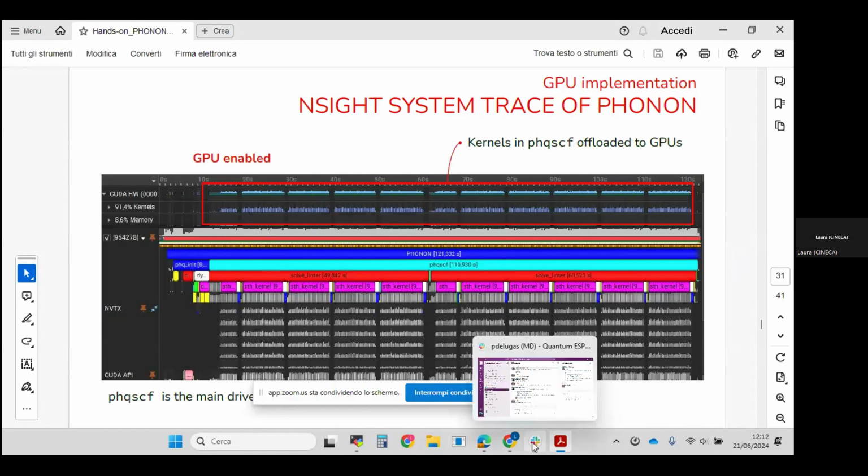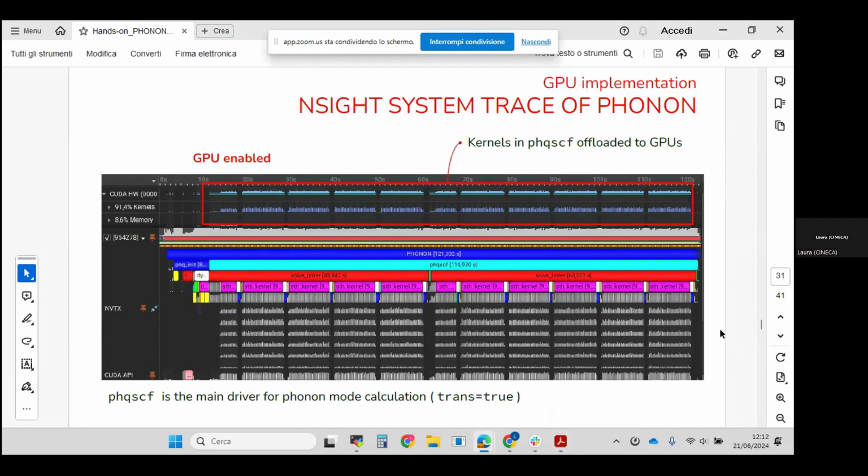Okay, so also this exercise basically was very guided, and you should be able to reproduce the phonon dispersion or phonon frequencies as we did for the first two. Now let's see how you can run phonon on GPUs. This is just a nice plot that shows basically that most of the driver of the phonon code, PHQSCF, runs on GPUs, which you can see with this blue activity on the GPU, which refers to kernel computation.